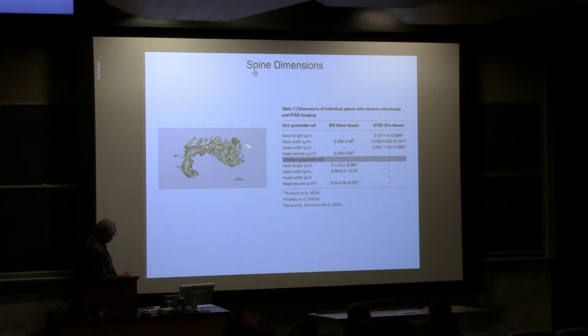So here are some dimensions. The width of the spine neck, that's that thing I called a shaft, they're calling it the neck here. The neck width, 0.09 to 0.5 microns. Oh my, that's small. The neck length, the shaft length, 0.1 to 2 microns. That's pretty small too. These are very, very small structures. That's the bottom line.